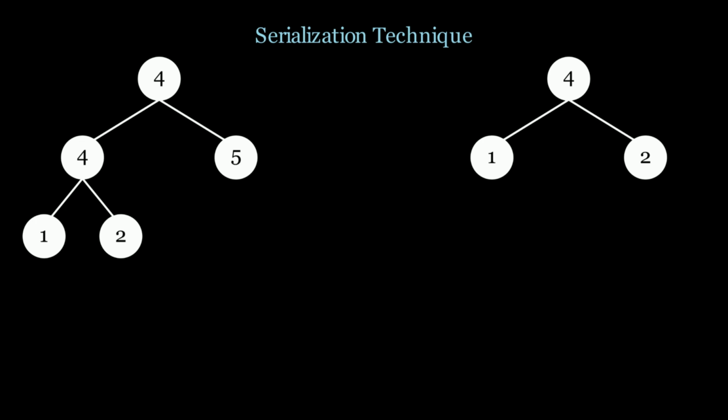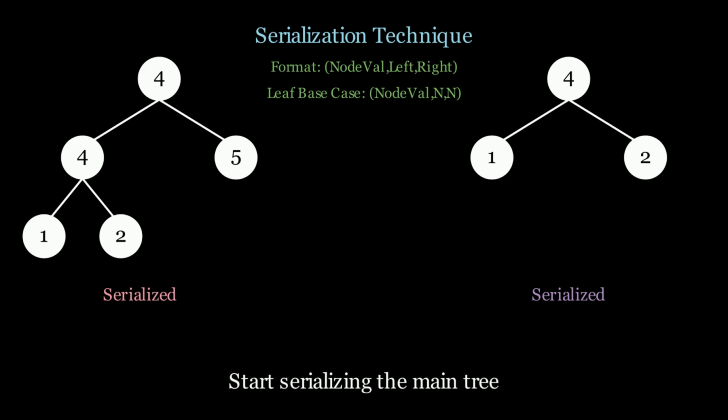Now I want to talk about the format of the serialization that we're going to be using. So I'm going to represent a node as the string: parentheses, the node's value, comma, the left subtree, comma, the right subtree, and then close parentheses. In this case, a base case, for example, a leaf, would be represented as the node's value, comma, N, representing null, and null, right? So that's how we're going to take care of the null values to encapsulate the shape of the node and the shape of the tree inside of a string representation. So let's actually calculate the serialized string for the root first and then the subroot after.